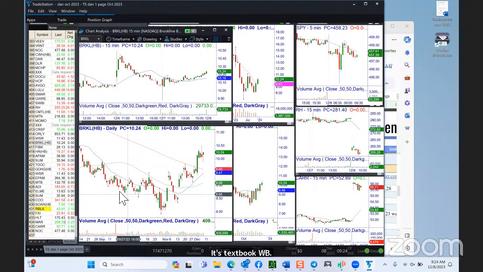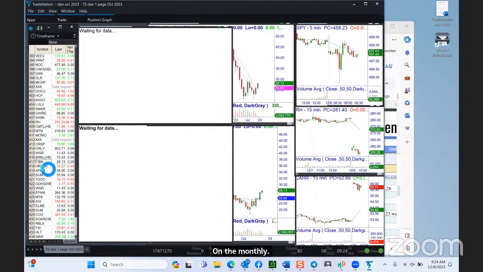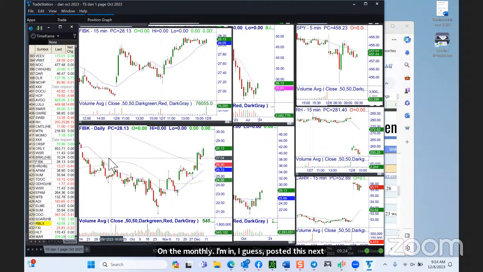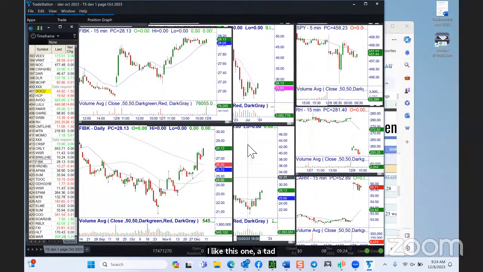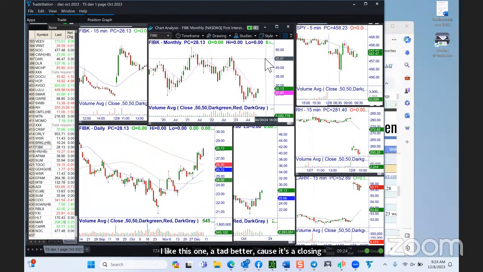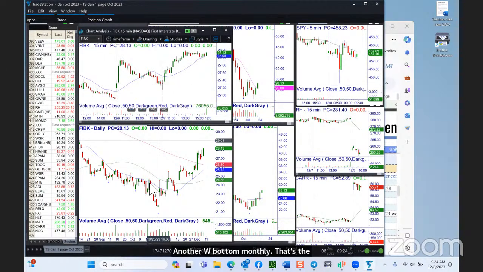And I just posted this next one, FIBK. These were a couple on Sam's list. I like this one a tad better because it's a closing breakout over yesterday's tail. Bullish 15, bullish daily, another W bottom monthly. So that looks fantastic.